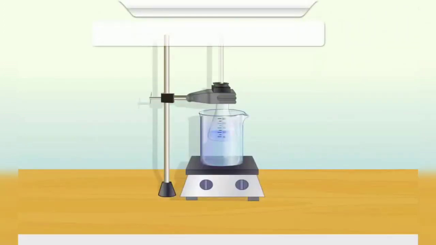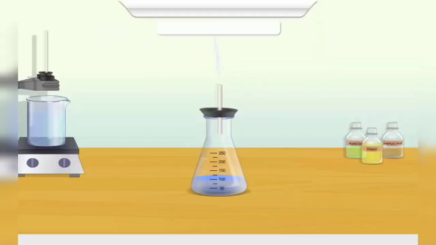Stopper the flask firmly with a cork stopper and glass tubing. Heat the flask in a water bath on a hot plate. The contents should be kept just below their boiling point. Heat for 10 minutes. Then remove the flask and allow it to cool. You will be able to smell the ester produced by the reaction of ethanol with acetic acid.